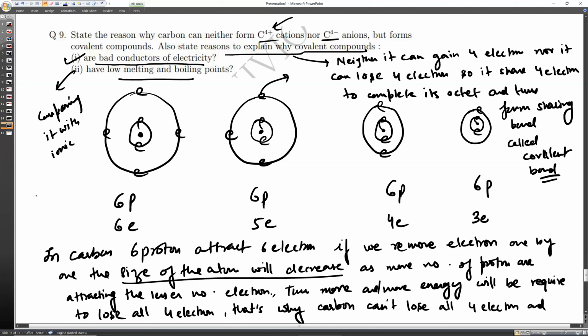You know that ionic compounds have Na positive and Cl negative ions, and there is an electrostatic force of attraction between them. That's why ionic compounds have very high melting and boiling points, because there is a strong electrostatic force of attraction. But in covalent compounds, there is no such force, so they have low melting points. You have to write it this way: just compare it with the ionic compounds. When you compare it, you will tell the answer why they have low melting and boiling points. Okay, understood?